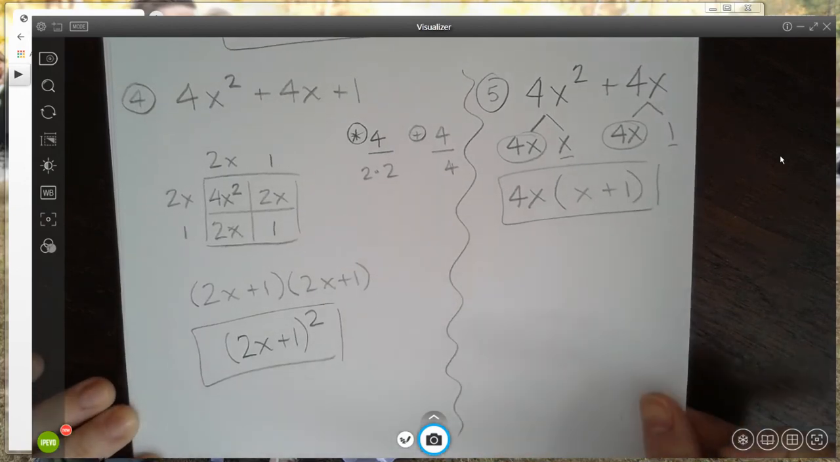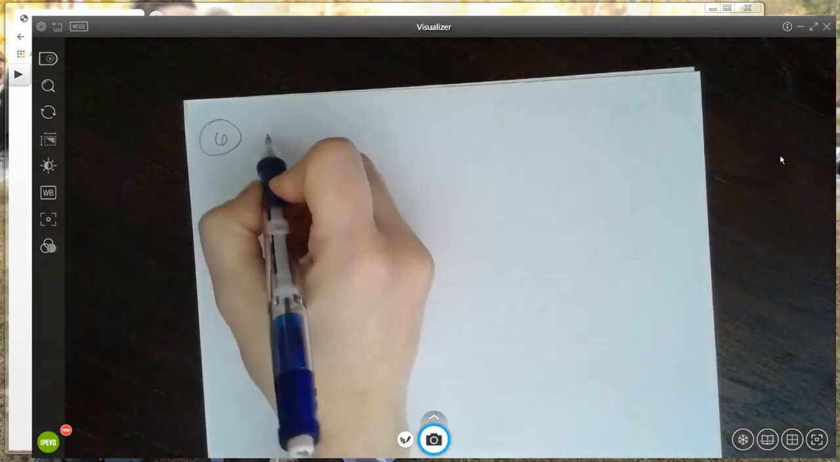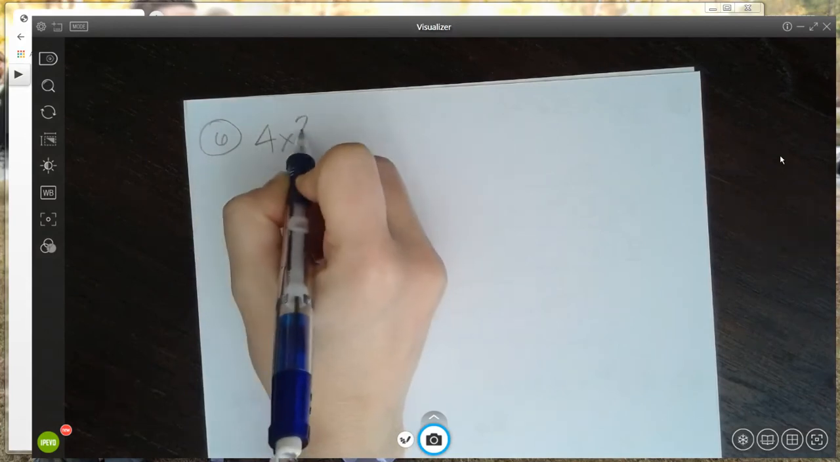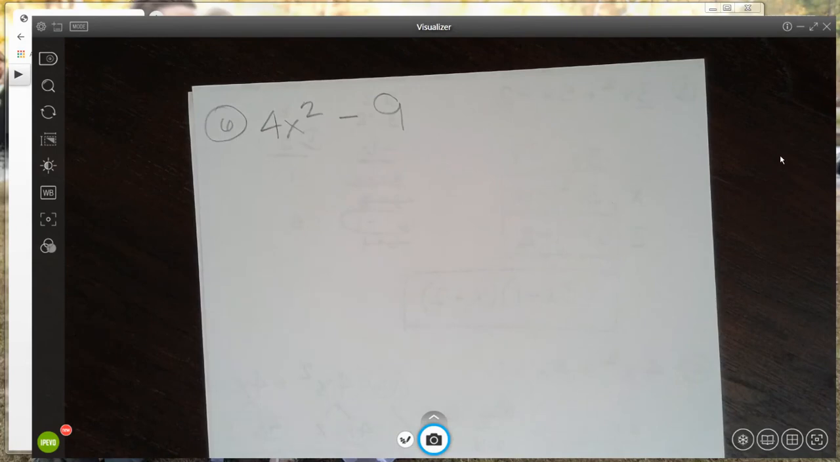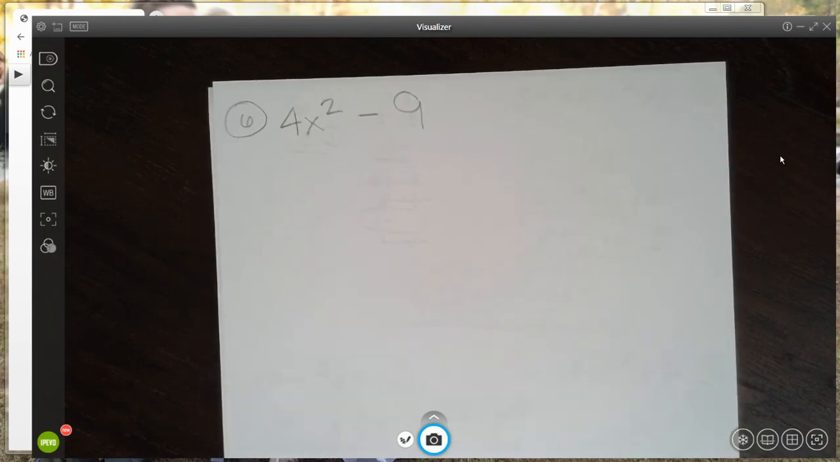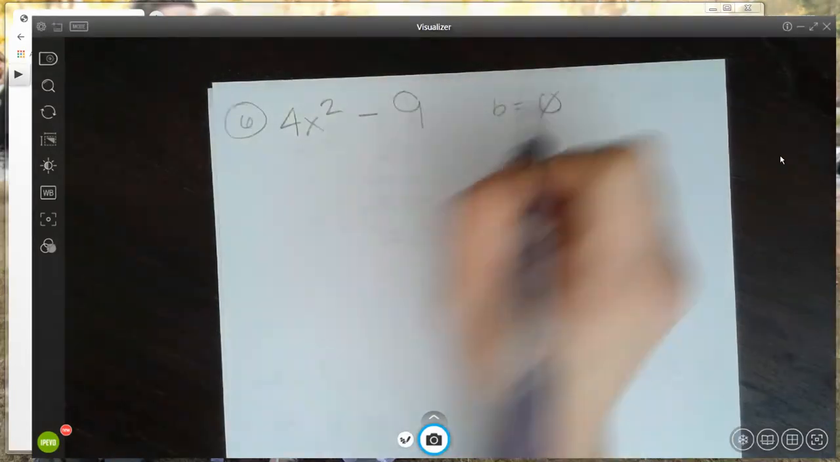And I have one more for you. And this is one of those special cases that looks way more complicated at first than it really is. I'm going to show you this using the box method, but I don't expect you to ever use it after this with this type of example. Now you'll notice that there is no b value.